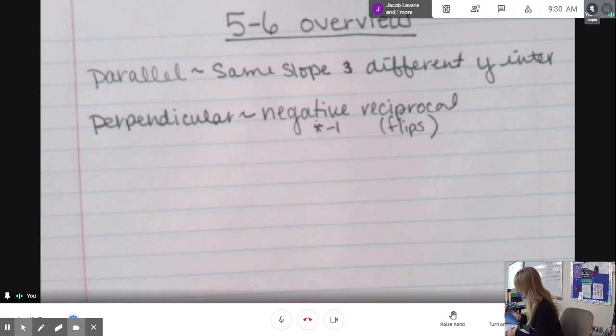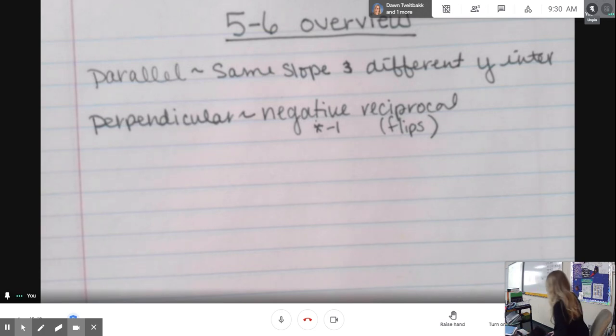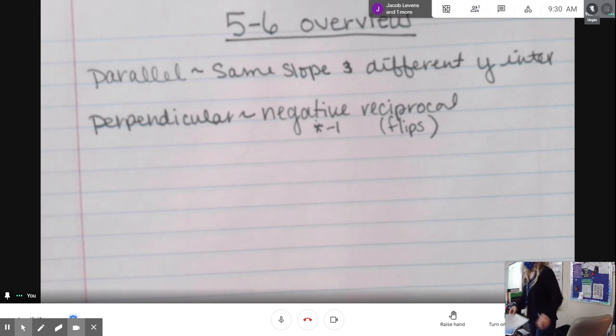I want to take a minute to review because I want to talk about the way it's going to look in your homework, but I also want to show you the way some of the tougher problems in your homework are going to look. I'm not going to assign a ton today because I'm going to add a step to the directions.